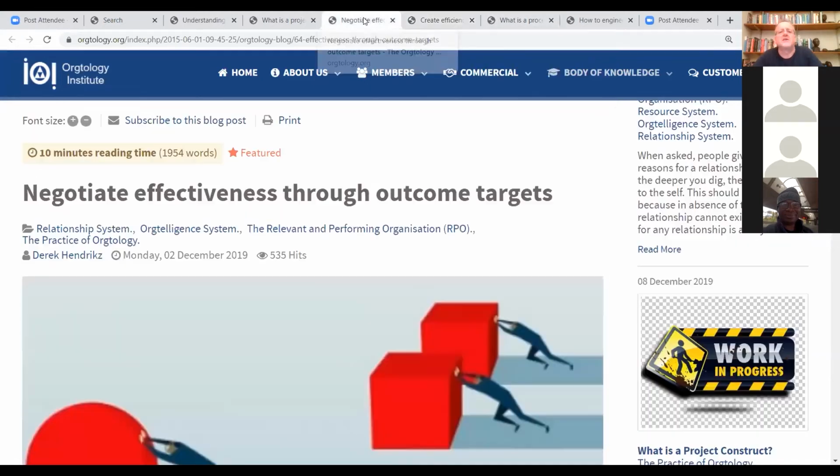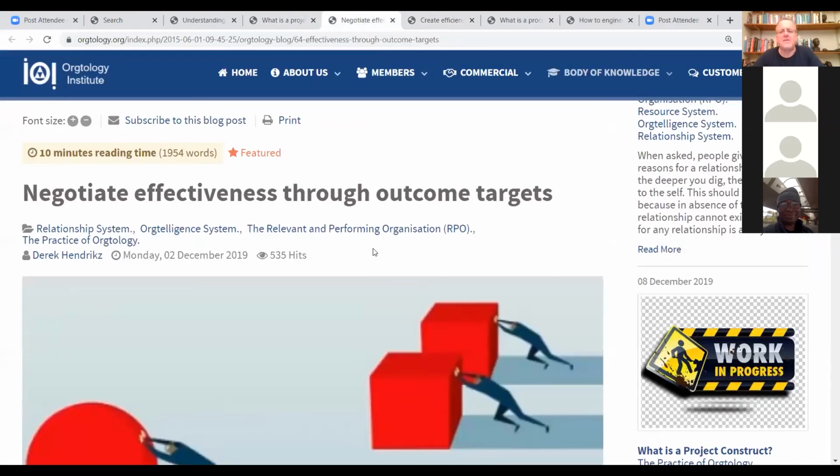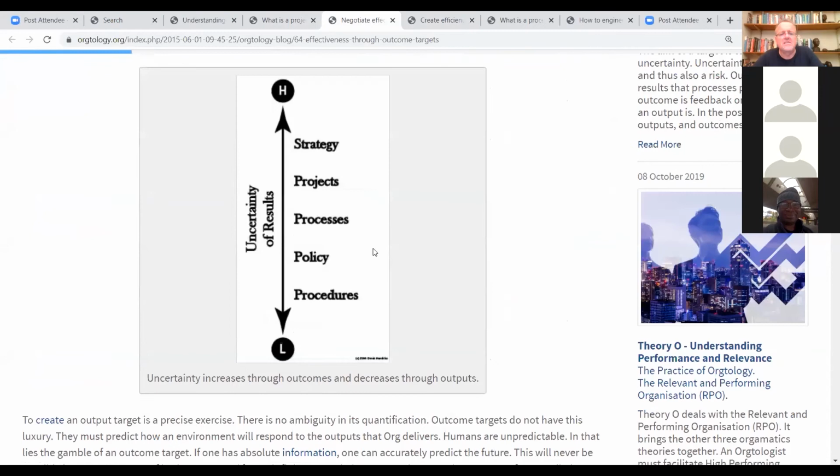In a project construct, it becomes something more difficult, because outcome targets is not something that you can set and communicate. It's something that you have to negotiate. It's a perception of the external environment.